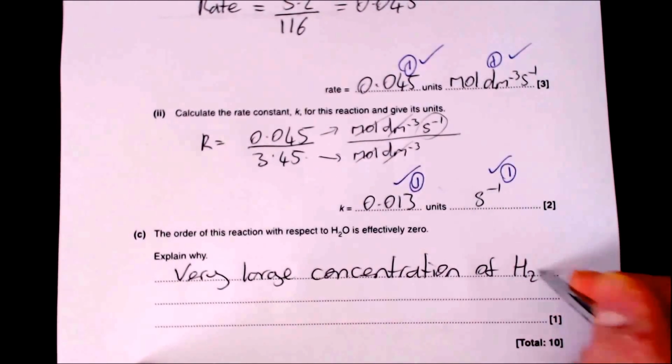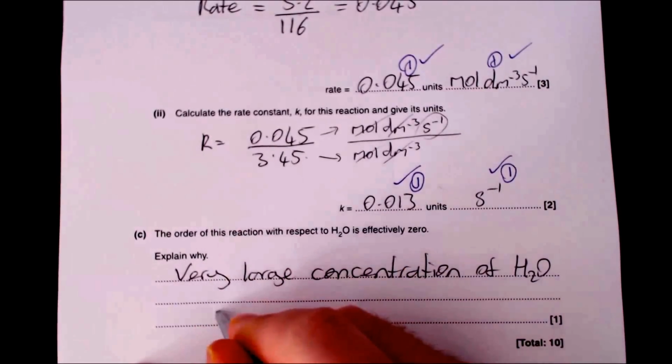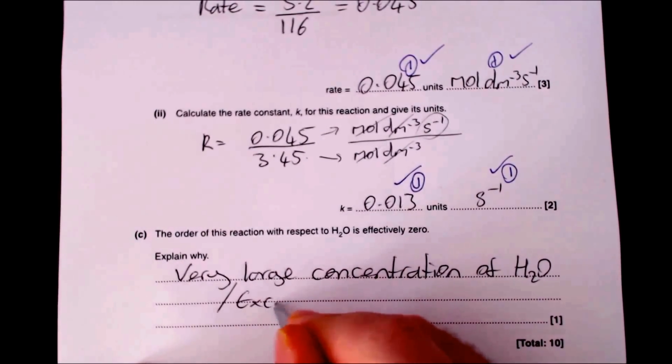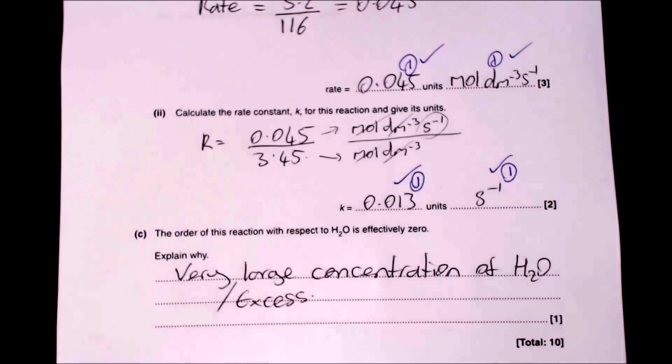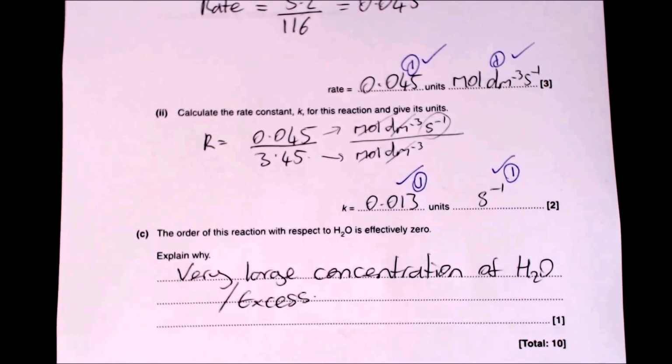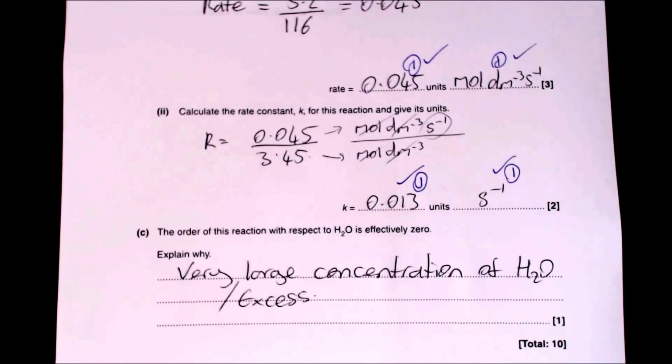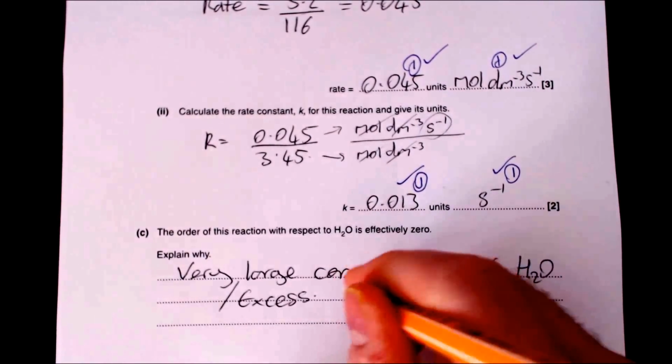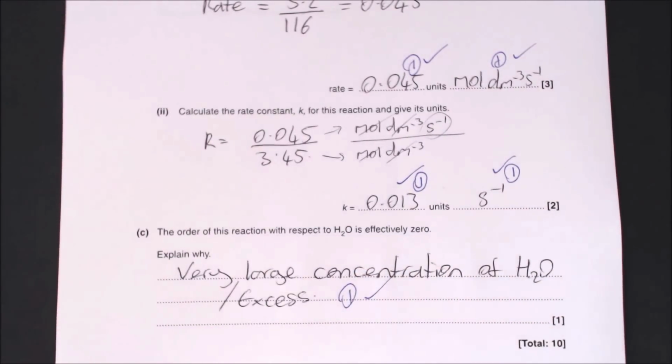of H2O, or you could simply say there's an excess, and because we have so much of it, we can say that effectively the order is 0. It doesn't matter how much more we add, it's not going to have any effect on our overall rate. But there we go. There's question 2 done. Nice, simple, 10 marks. You get 1 mark for that one as well. Let's put that one on there. So yeah, on to the next question.